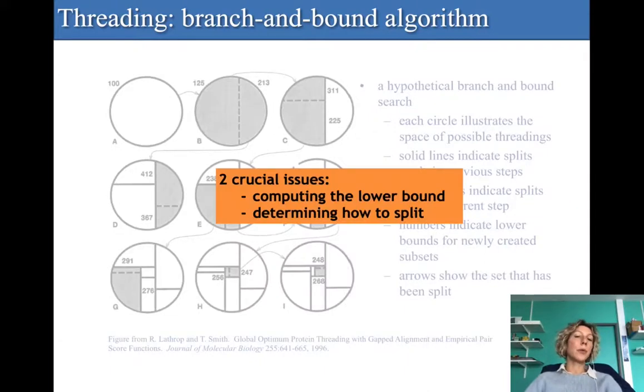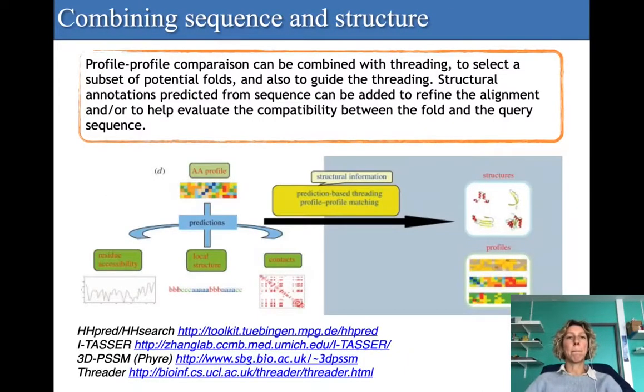Two critical issues: computing the lower bound and determining how to split. Okay, so these are orthogonal approaches. Like I said, either use sequence profile or you just don't care and you just try to find the compatibility with a template. Or you may combine the two. Profile comparison combined with threading to select a subset of potential folds and also to guide the threading, okay? Because it's also interesting to use the multiple sequence alignment to guide the threading. So structural annotations predicted from sequence, like solvent accessibility and secondary structure predictions, can be added to refine the alignment or to help evaluate the compatibility between the fold and the sequence.